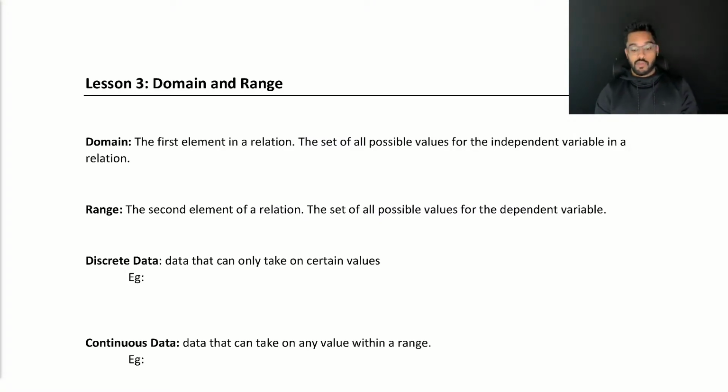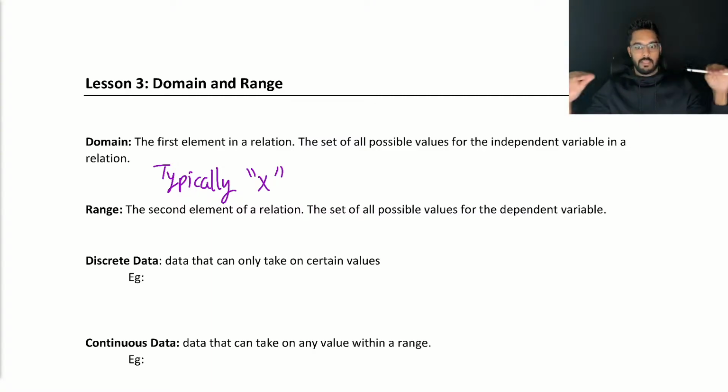So for domain, we'll start right with that definition. That's going to be the first element that's in a relation. Basically, it's the set of all possible values for the independent variable in that relation. So for us, that is typically going to be x. So whatever is the independent variable of our relationship, well, let's go on our x-axis.